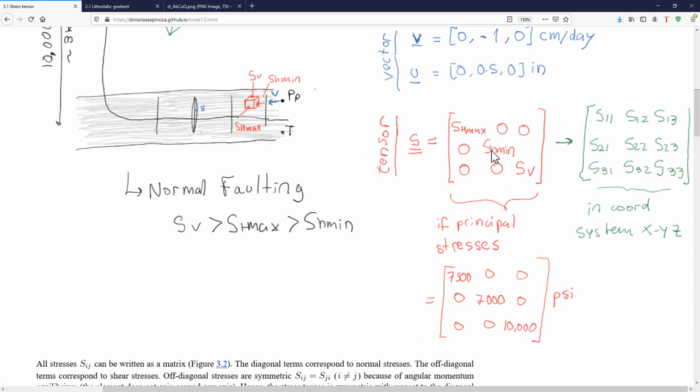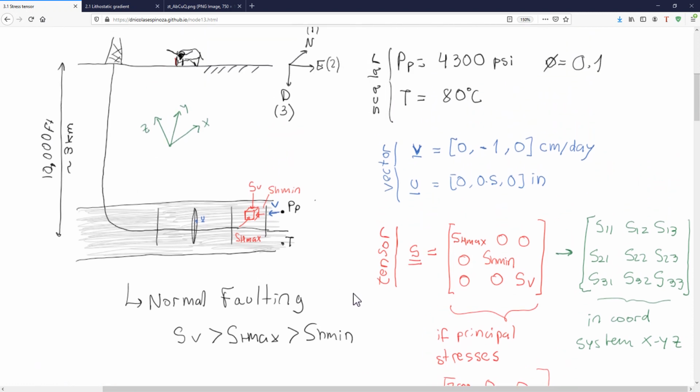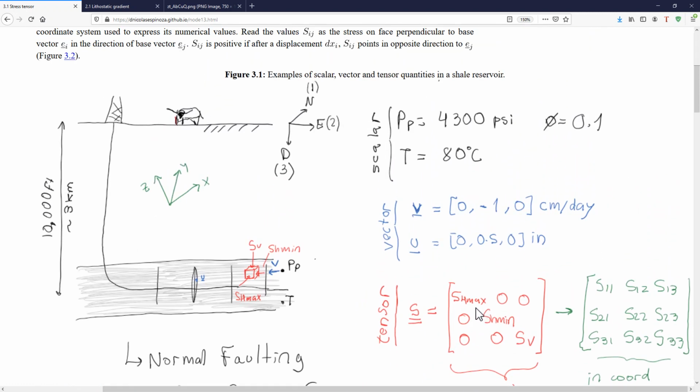So my minimum horizontal stress here is 70% of the vertical stress, which is 7,000. And since the maximum horizontal stress is a little bit higher, then I have assumed that this value is 7,500 psi for this case.